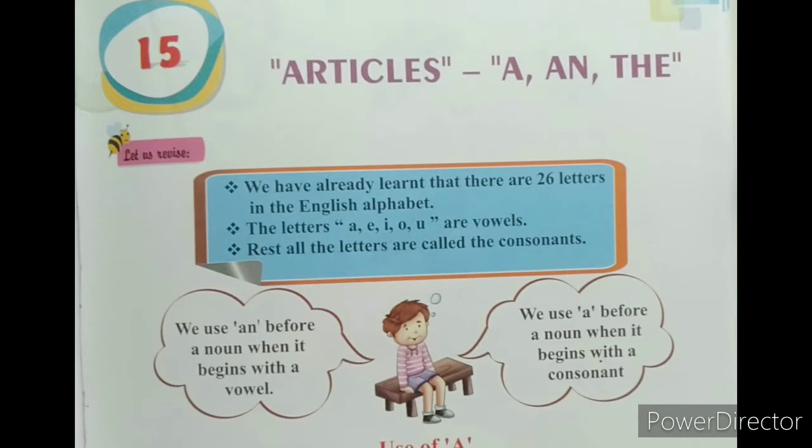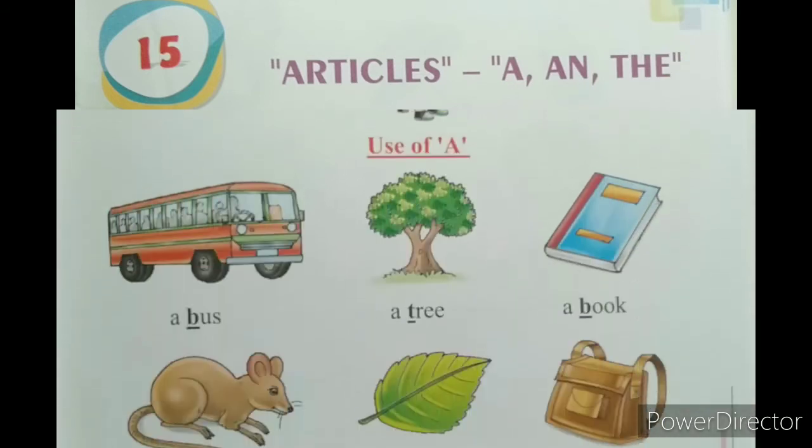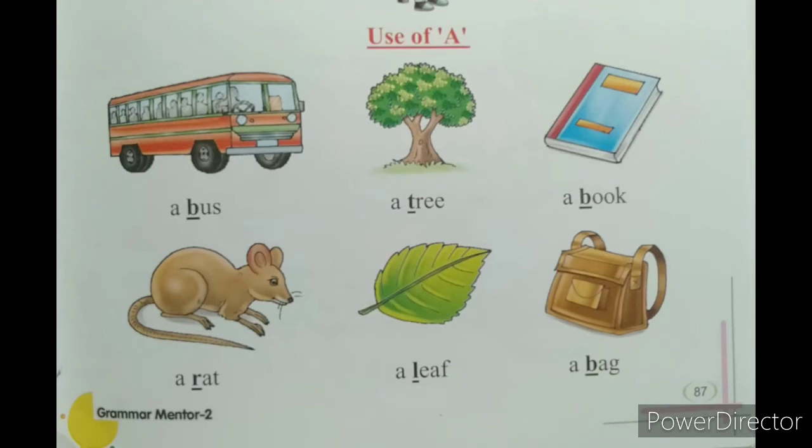We use the articles a and an before a noun. We use an when it begins with a vowel sound, and we use the article a before a noun when it begins with a consonant. Let's see the uses of a with examples.